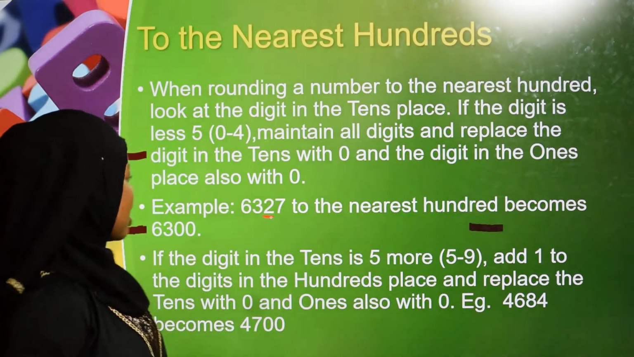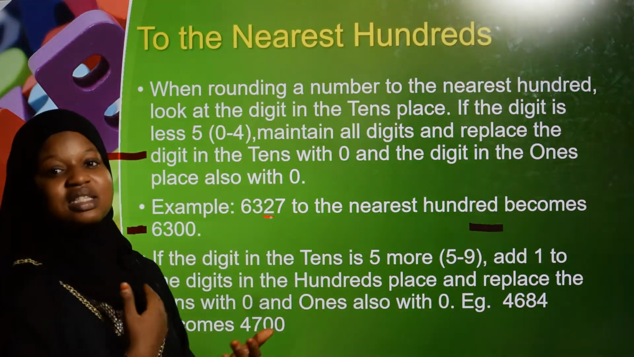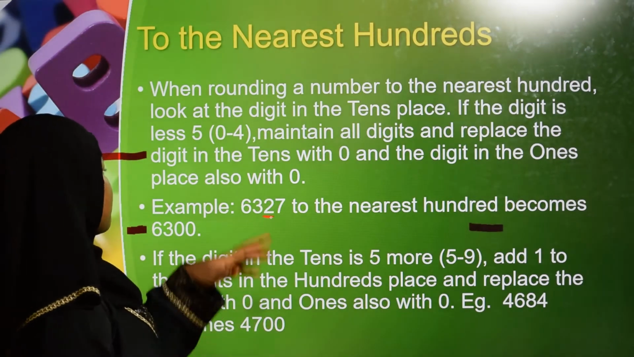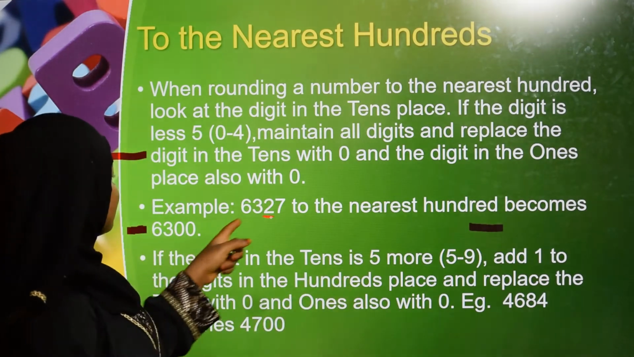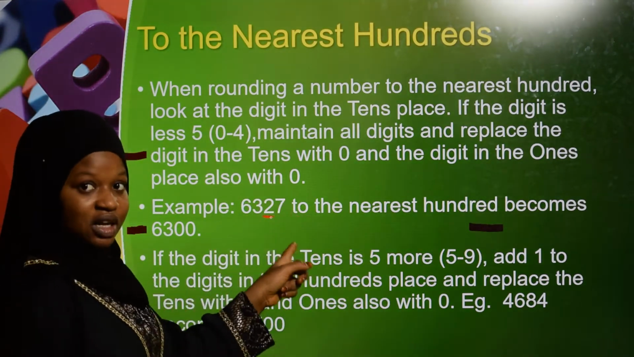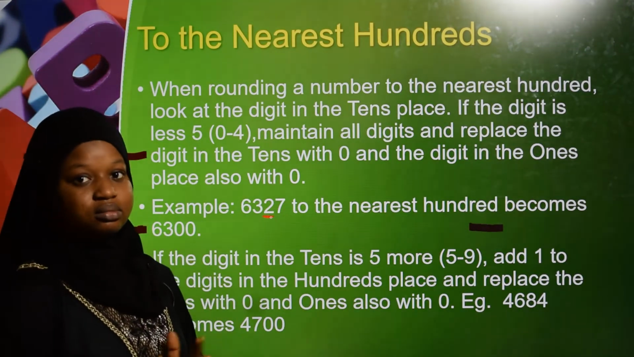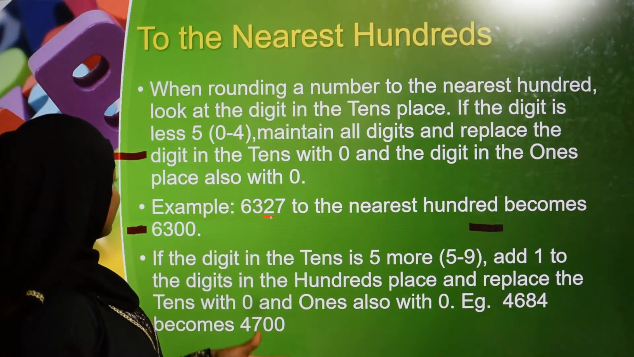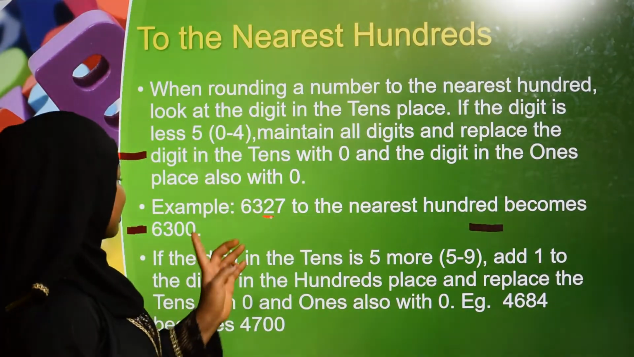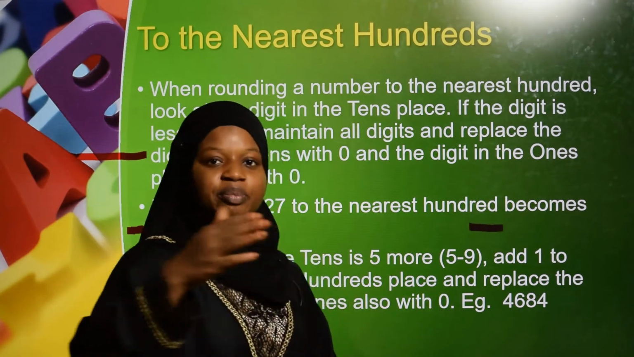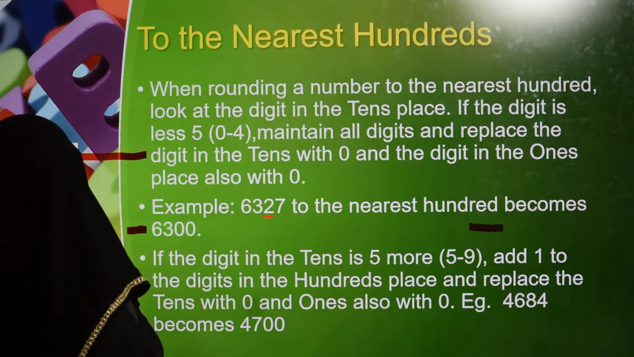And we are changing it to the nearest 100. Because this 2 is less than 5, what do we do? We maintain the numbers in the thousands and hundreds, and then we change the tens and the ones number with 0. So it becomes 6,300. Very simple. But if the number is more than 5, meaning 5 to 9, you add 1 to the digit in the hundreds place and you replace the rest with 0. Now let's look at some examples too.